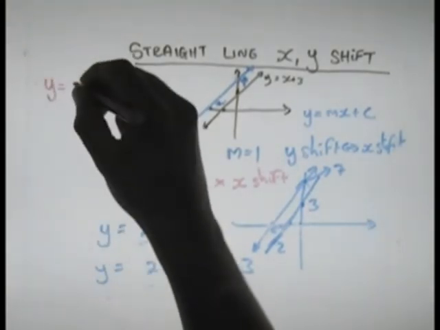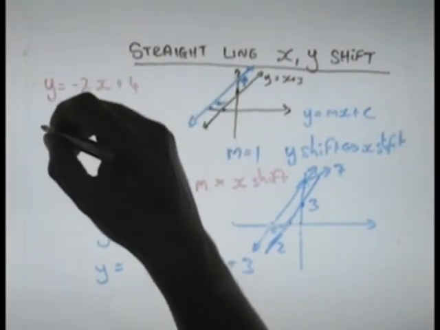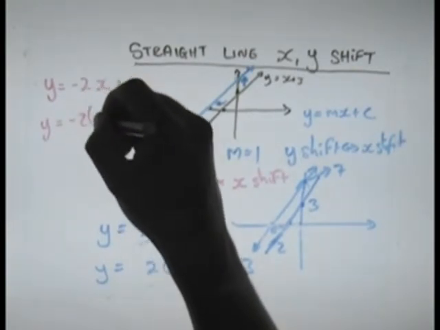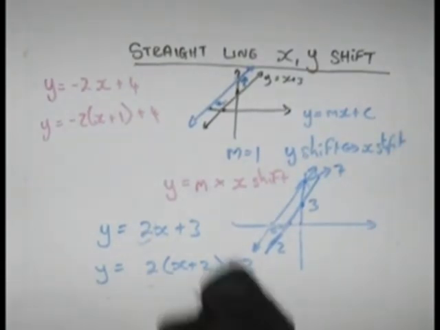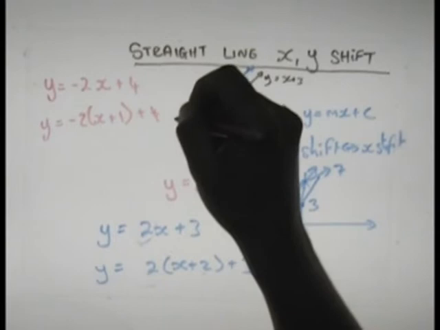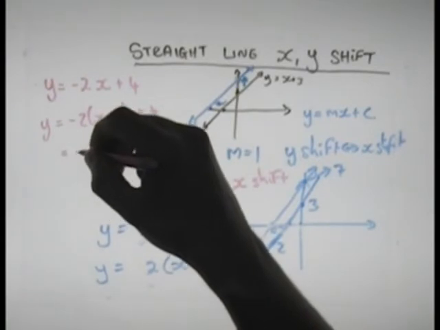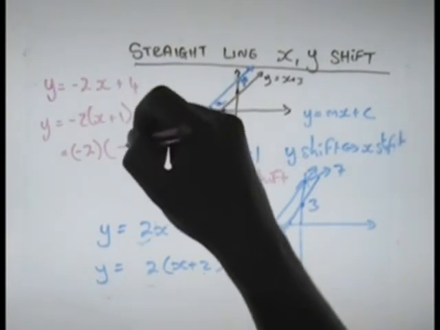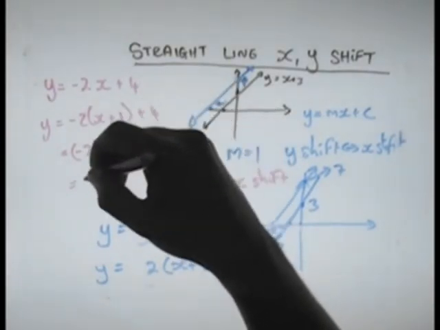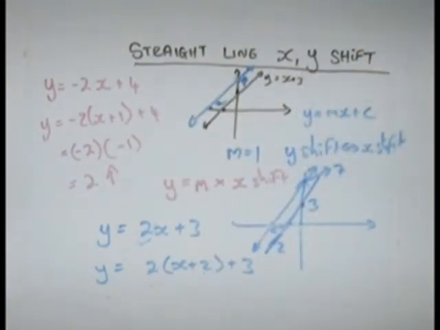Let's say we have y is equal to minus 2x plus 4, and our new graph y is equal to minus 2 times x plus 1, plus 4. Our x shift is 1 unit to the left. That means that our y shift is going to be negative 2 multiplied by our x shift, which is 1 unit to the left, which is negative 1, which means that our y shift is 2 units upward. Interesting one for you to think about. Like I say, not part of the syllabus.